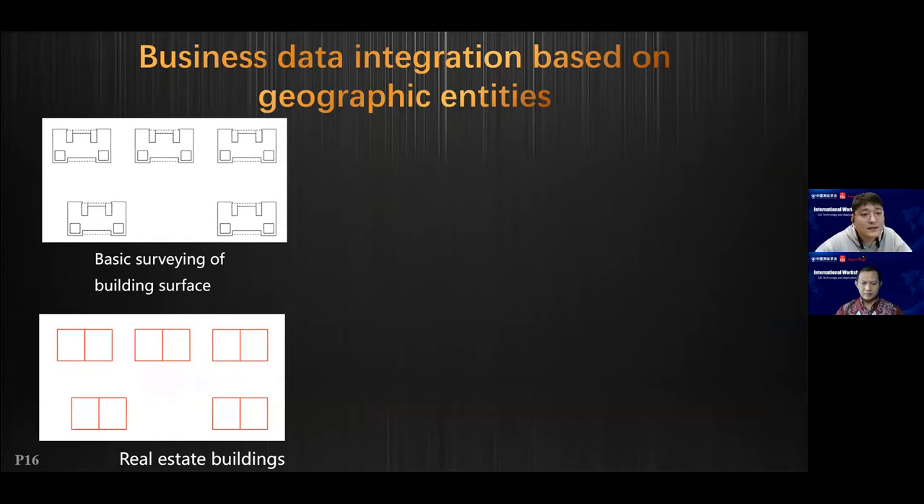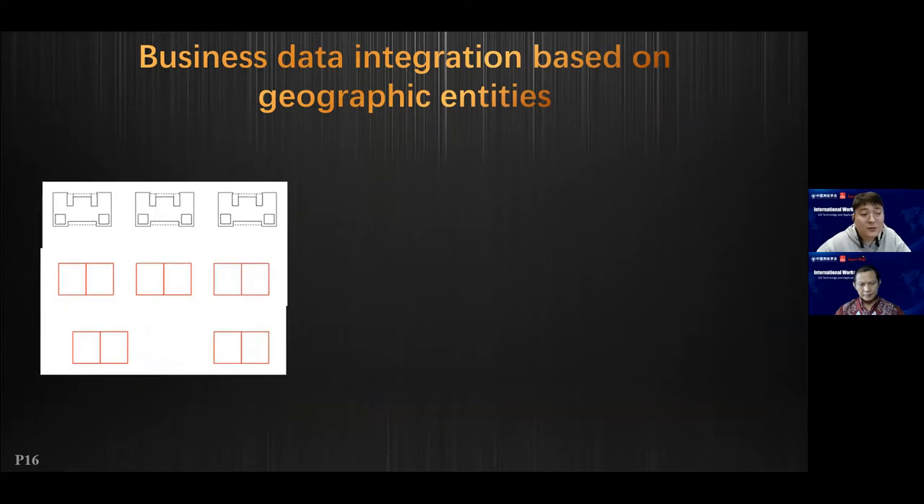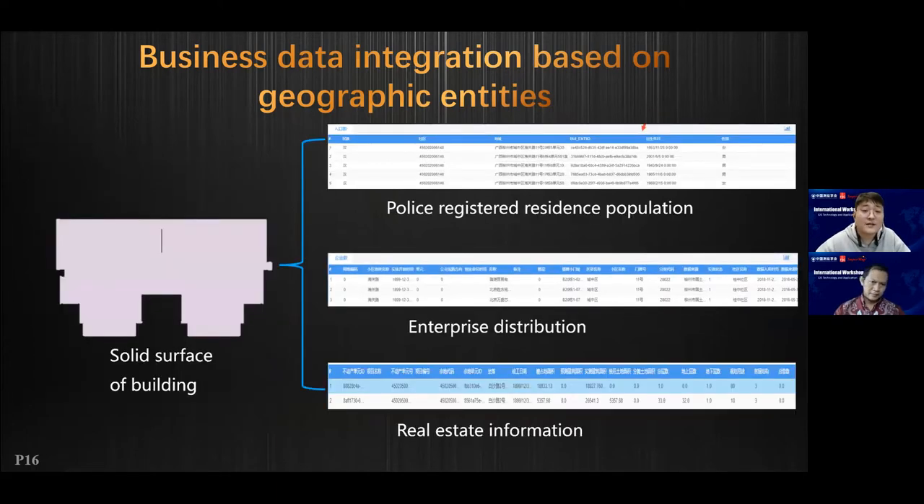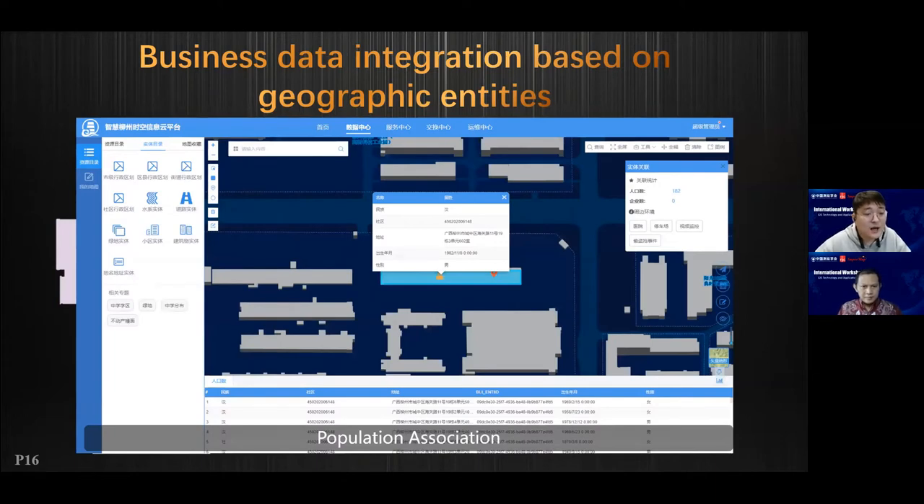And for the business data integration based on geographic entities, we need to integrate more and more business data with the geographic data, such as the basic surveying of buildings, which we can easily get. And the real estate buildings, we can also get them. And then we can combine them together to build the solid surface of buildings. And then we can integrate those data with the business data, such as the police registered residence population, the enterprise distribution, and the real estate information. So based on those data, we can easily get comprehensive information from the GIS data, such as the population association.